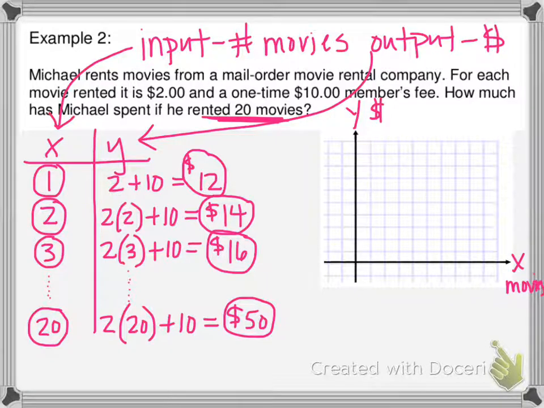All right, so we want to go from 0. For the input, since we're going 1 to 20, maybe we count by 2s. So 2, 4, 6, 8, 10, 12, 14, 16, 18, and 20. And then for our cost, we're going from 0 to, it looks like 50 is our largest cost. So maybe we count by 5s on the y-axis. 5, 10, 15, 20, 25, 30.